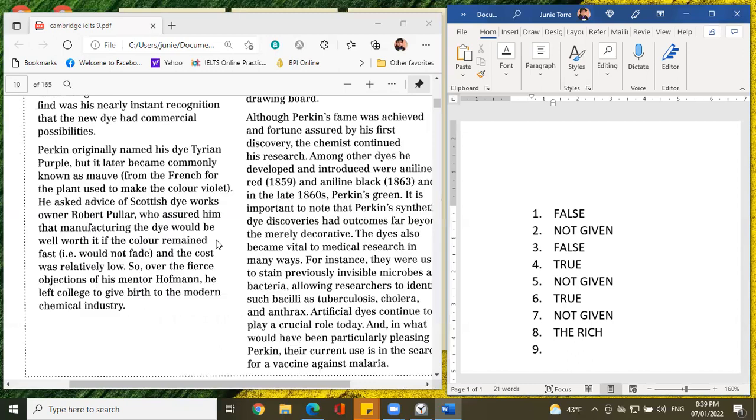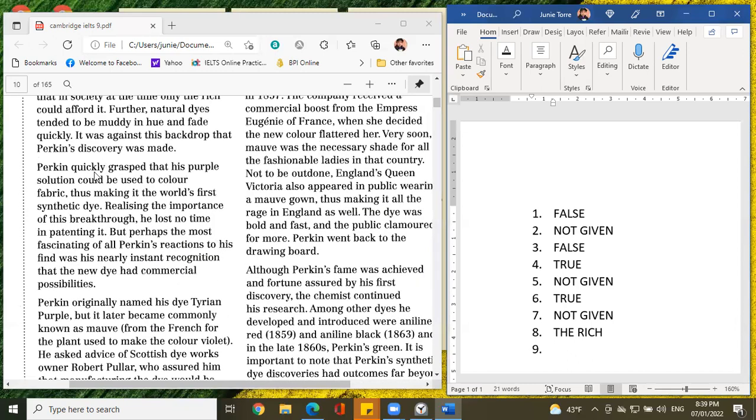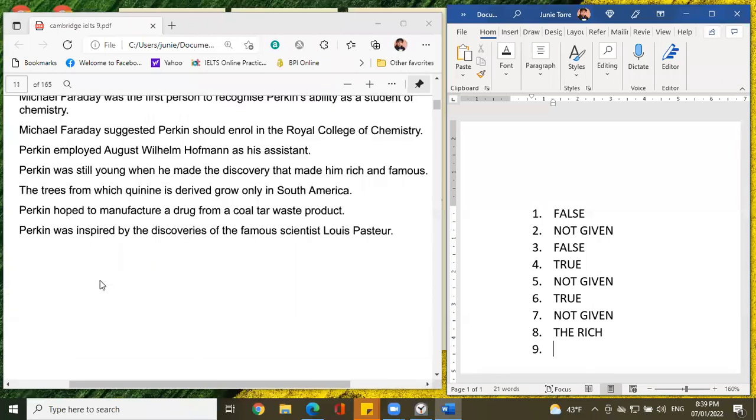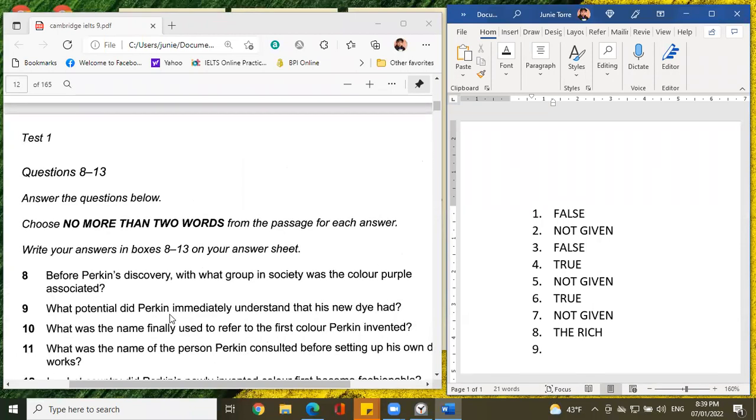Okay, potential. I read the word potential. Perkin quickly grasped that this purple solution could be used to color fabric, thus making the world's first synthetic dye. Realizing the importance of this breakthrough, he lost no time in patenting it. Perhaps the most fascinating of all Perkins' reactions to his find was his nearly instant recognition that the new dye had commercial possibilities. What's the answer? What potential did Perkin immediately understand that this new dye had?